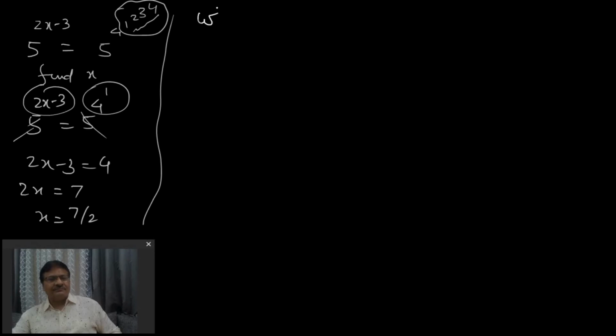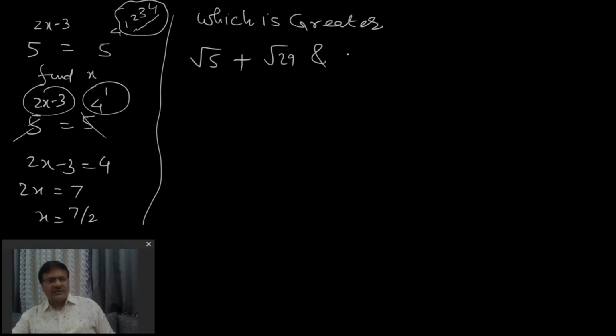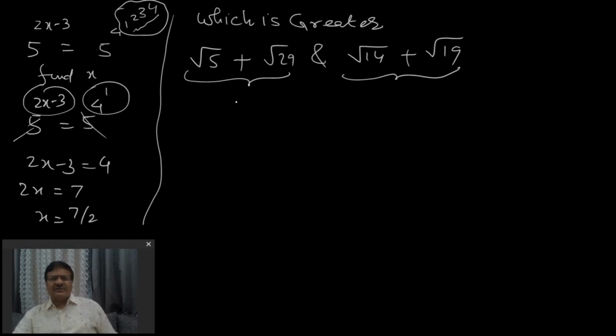Which is greater? Just comparison. The question is: square root of 5 plus square root of 29, and the second is square root of 14 plus square root of 19. In all such problems where some irrational numbers are there and it is asked which one is greater, nothing to do, square them. If their square is greater, then the number is greater. Yes, no? So if I square this number, then what do I get?